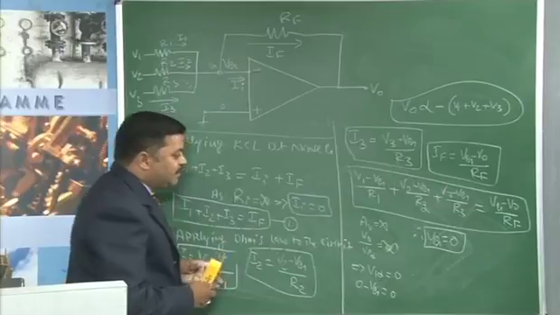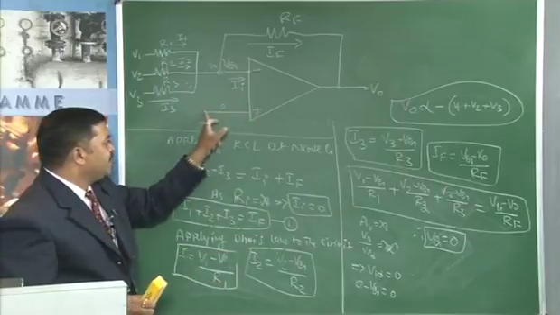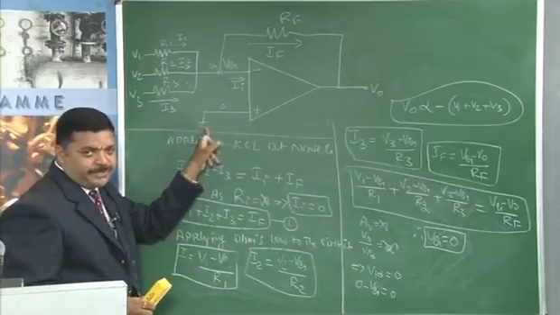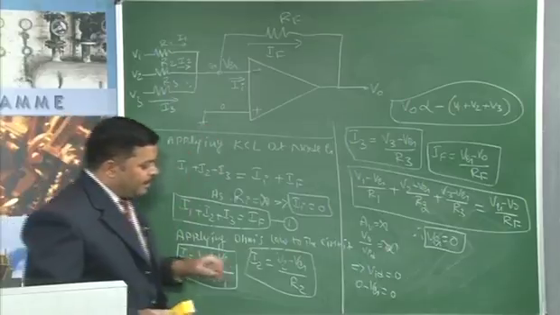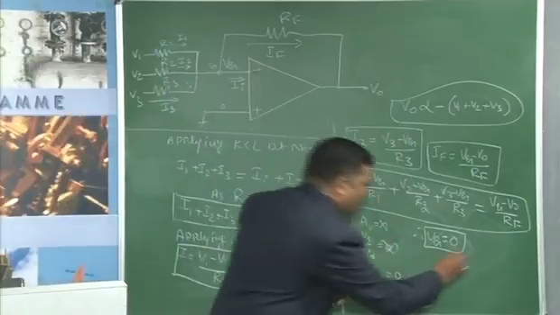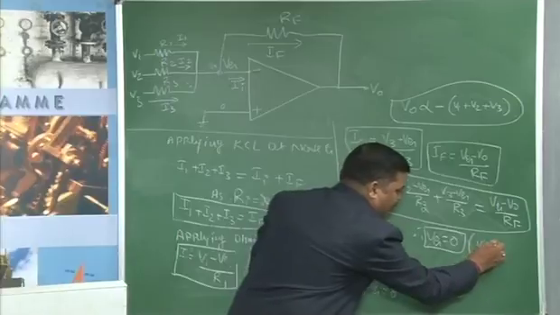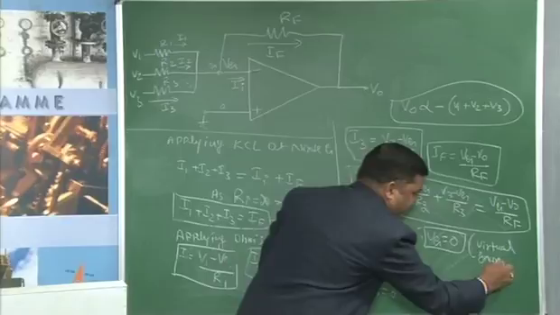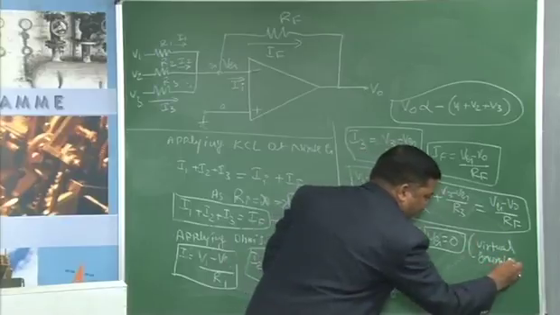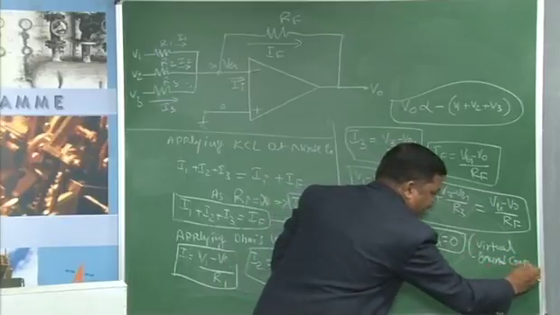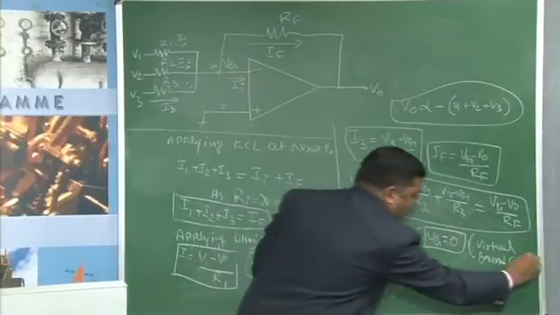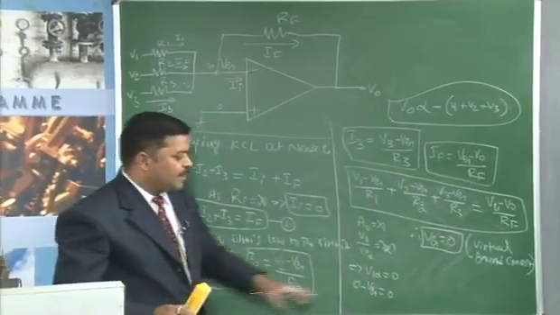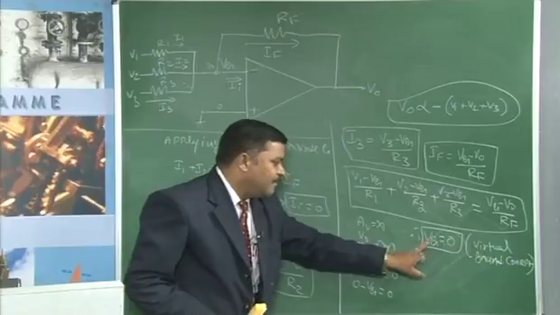Why did we get Vg equal to 0? Because the non-inverting terminal is held at 0 potential. This is due to the virtual ground concept, which is a very important concept. In every application we come across the virtual ground concept if we consider an ideal op amp. For an ideal op amp, virtual ground exists. Therefore, here Vg equals 0.